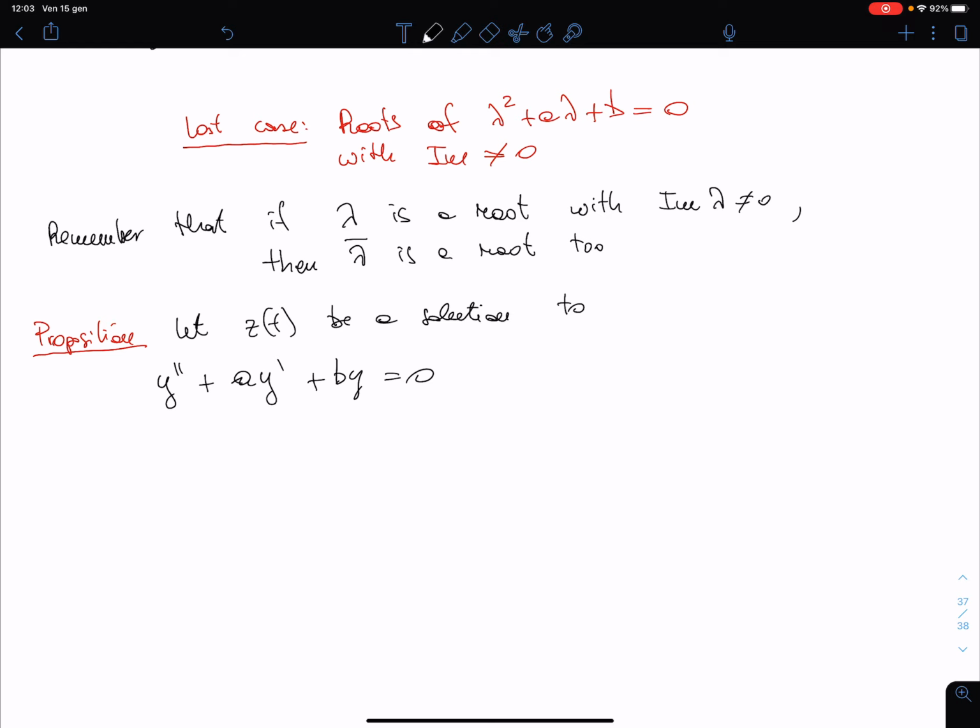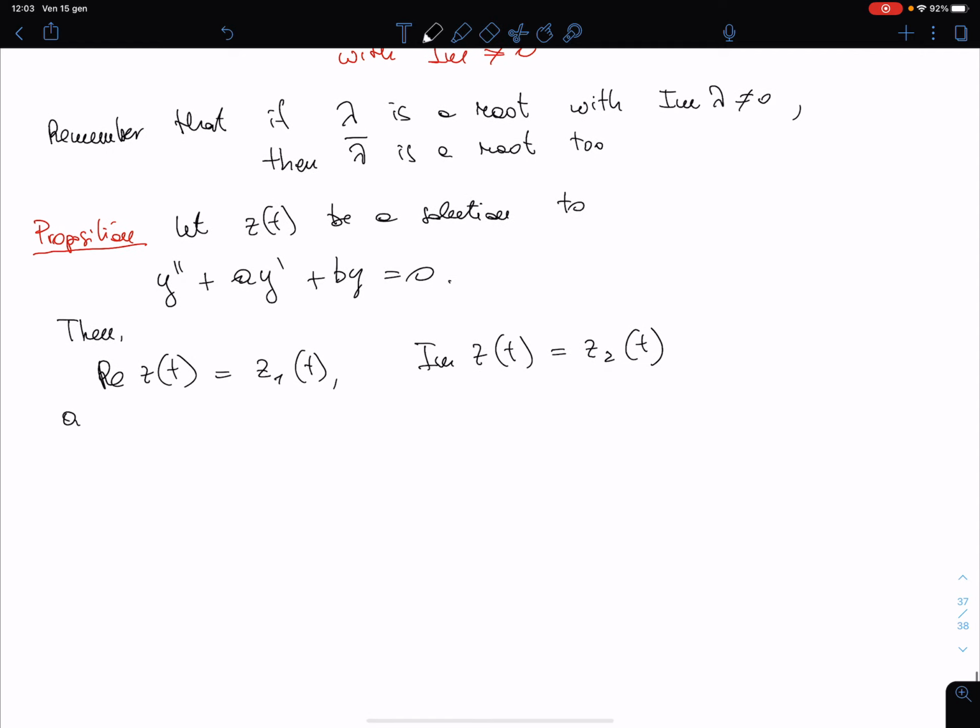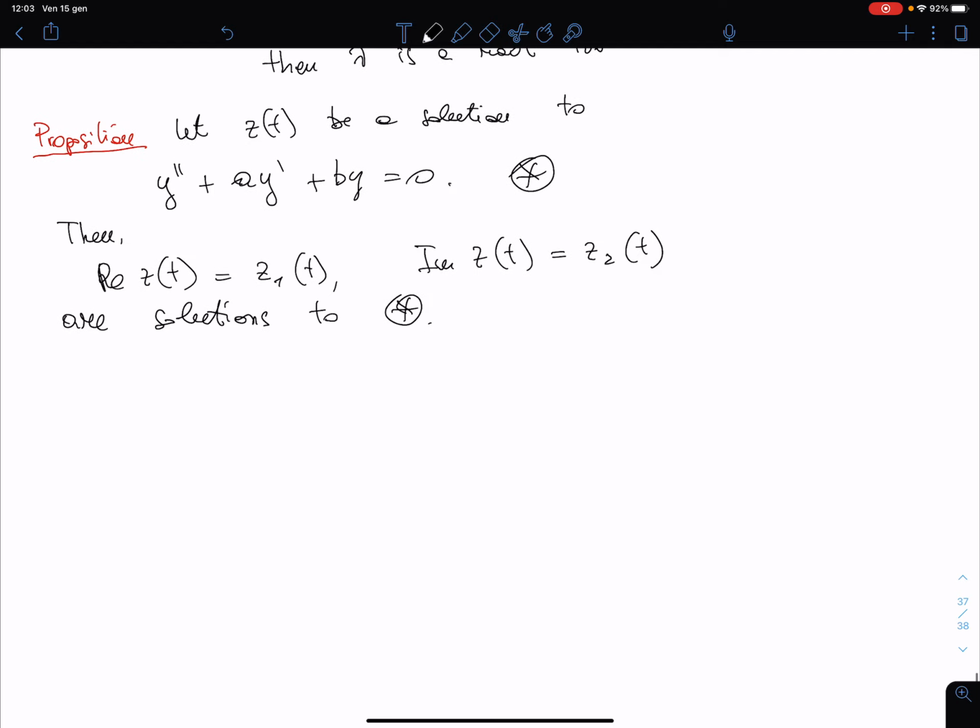And z is a complex function. If it is a complex function, then the real part of z of t, which is z1 of t, and the imaginary part of z of t, that is z2 of t, are solutions to the same equation that we call here asterisk. And proof.